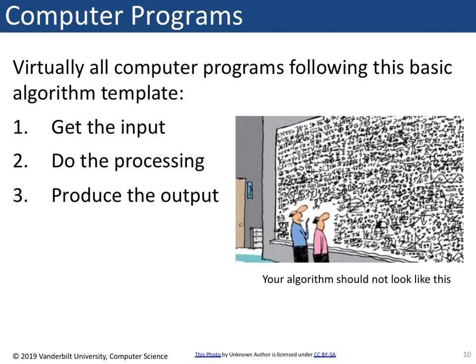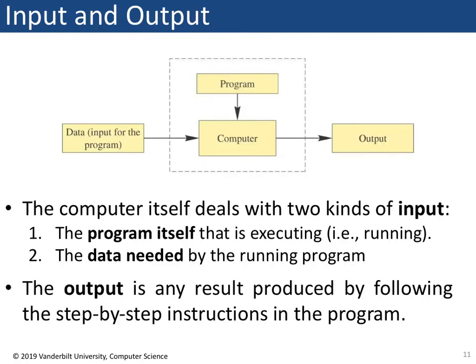But nearly all computer programs follow a basic algorithmic template. That's get the input, do something to it, and produce an output. So this diagram exemplifies what we just said. There's data coming in, processing that occurs, and then an output is generated. So what this diagram is intended to show is that the data which is coming in right now and the program itself have both been input to the computer.